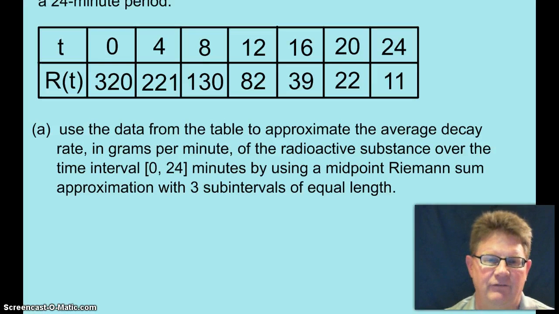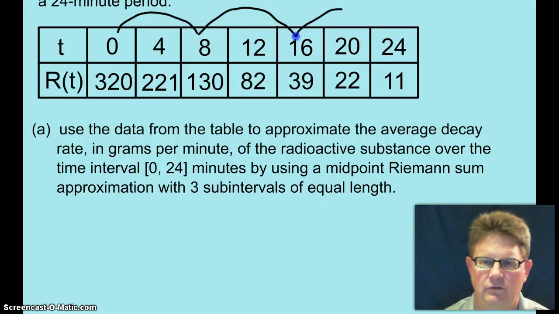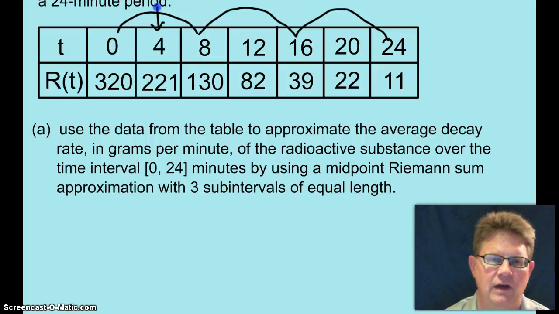Alright. Use the data from the table to approximate the average decay rate in grams per minute of a radioactive substance over a time interval of 0 to 24 minutes using a midpoint Riemann sum approximation with 3 subintervals of equal length. Those 3 subintervals will cover 0 to 8, 8 to 16, and 16 to 24. The nice thing about these equal subintervals is you have midpoints already found, which is really nice. So this will not take too much.